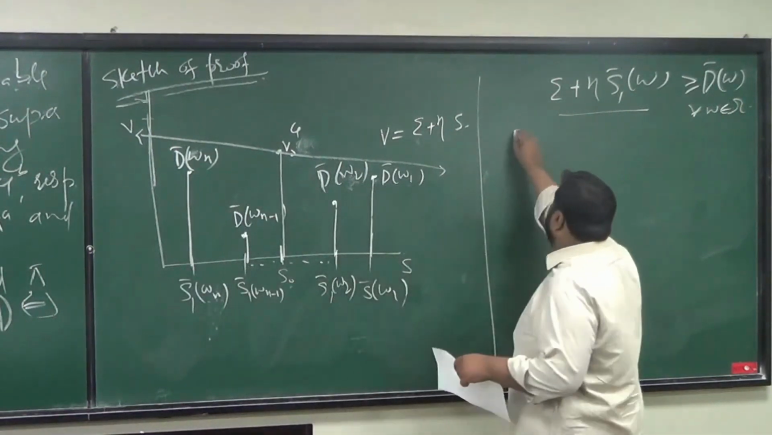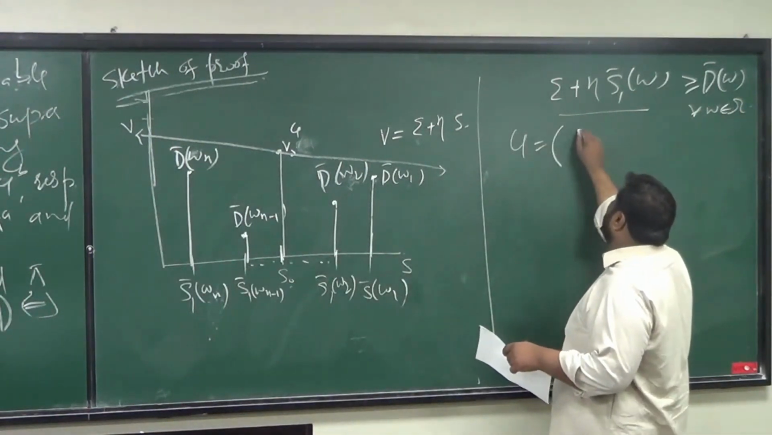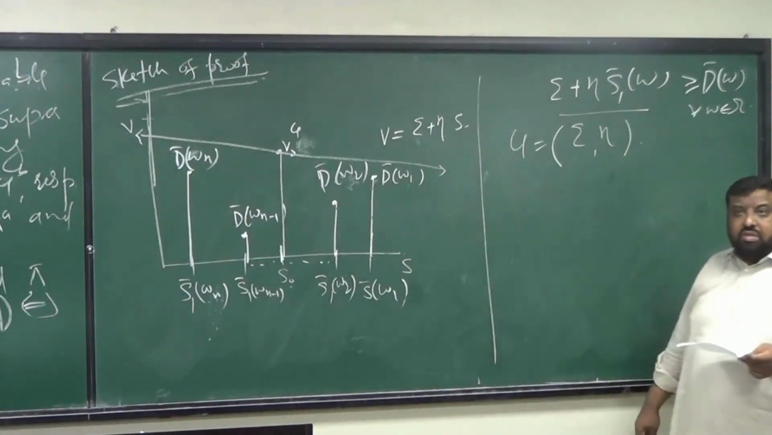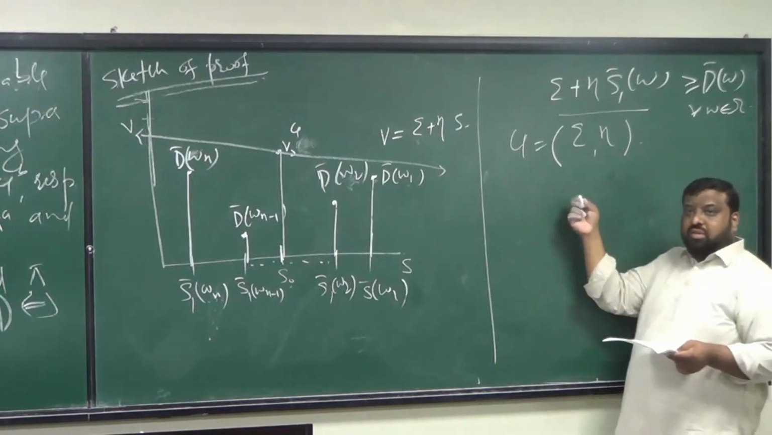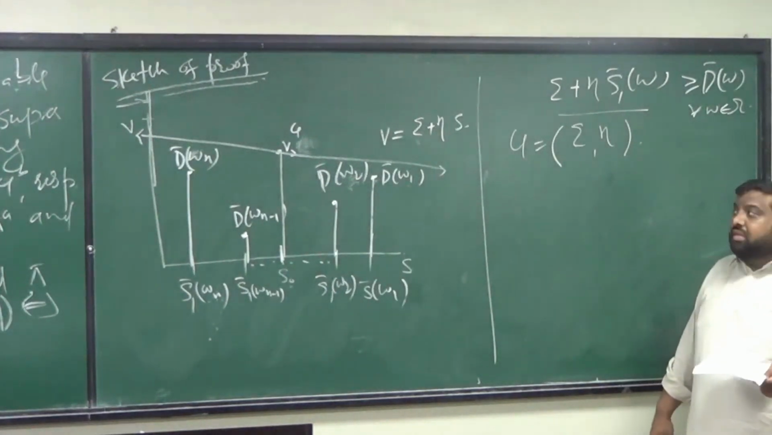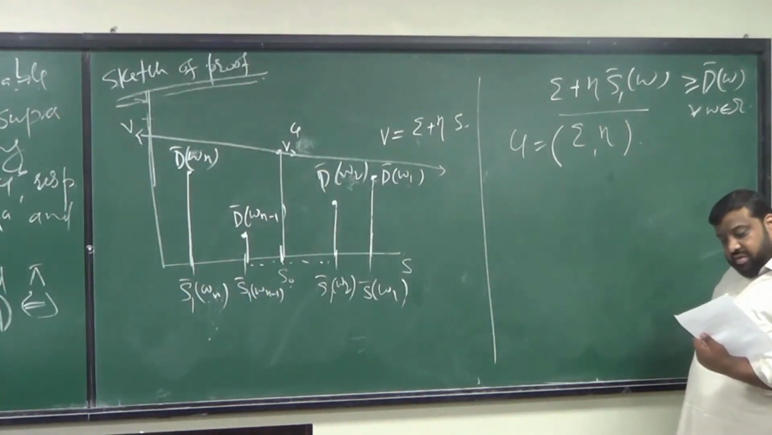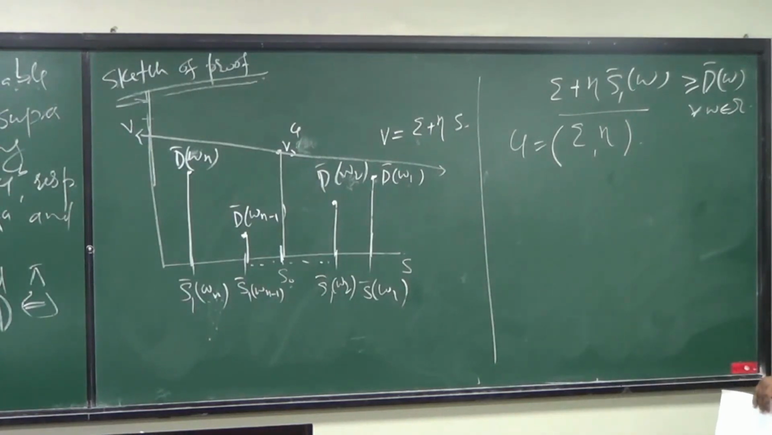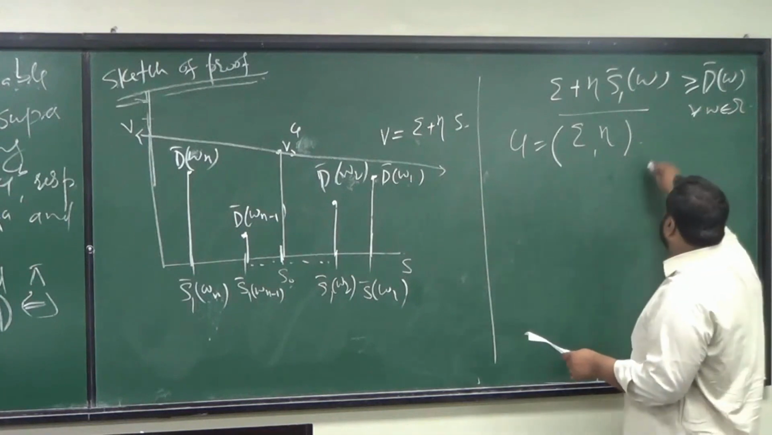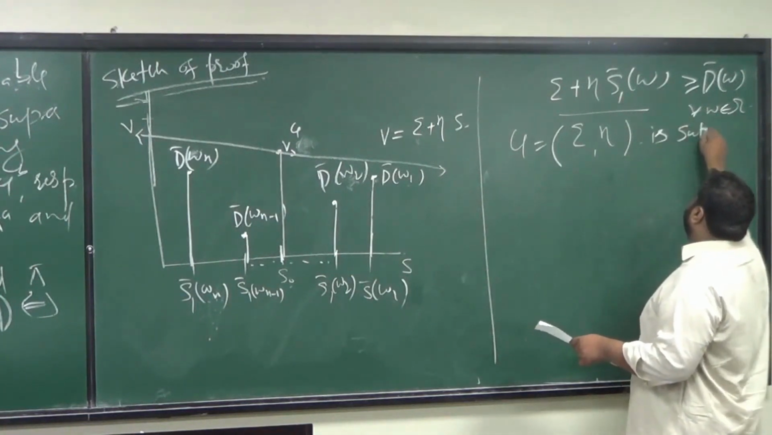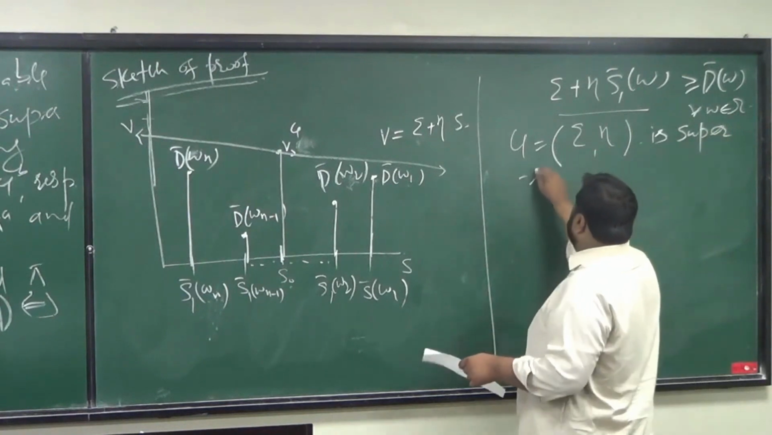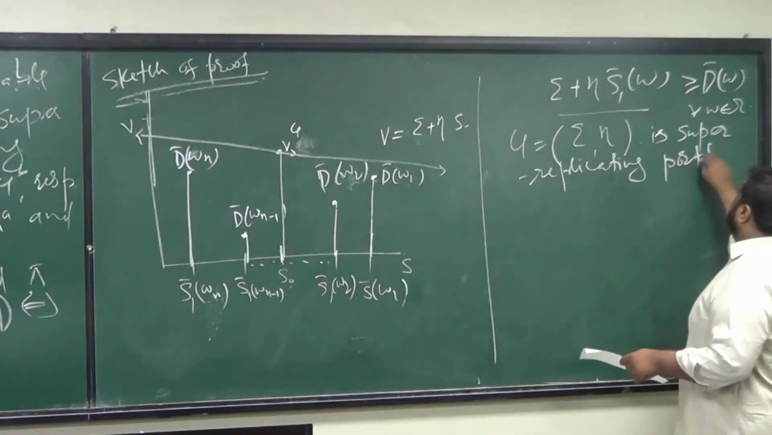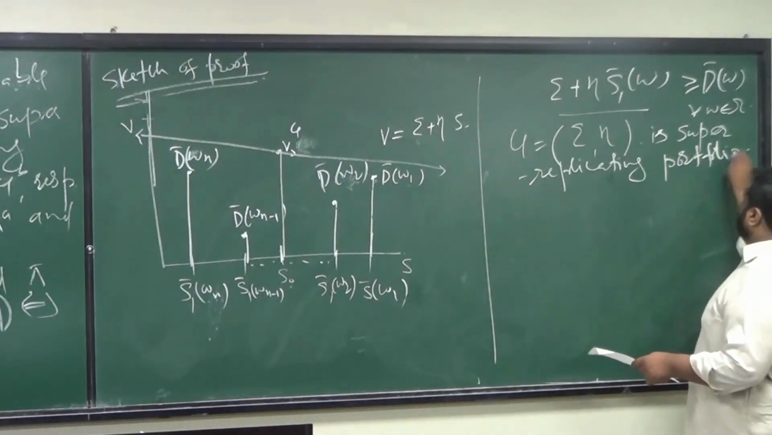Where is your super replicating portfolio? Your super replicating portfolio is xi and eta. Okay, so the slope and intercept meaning here. You need to see that. Okay. Phi is super replicating portfolio.